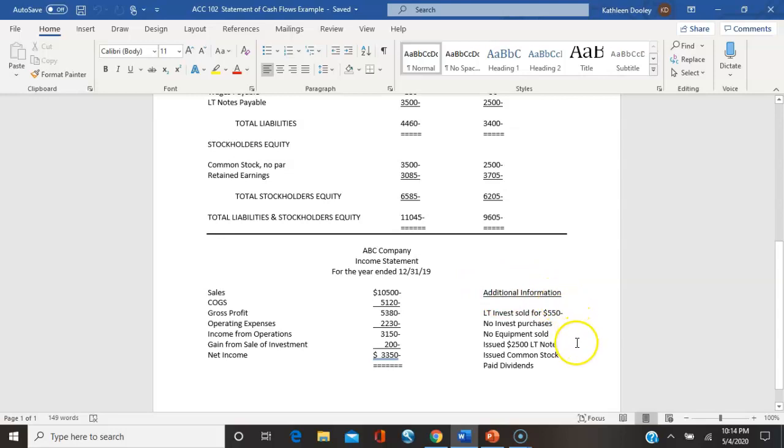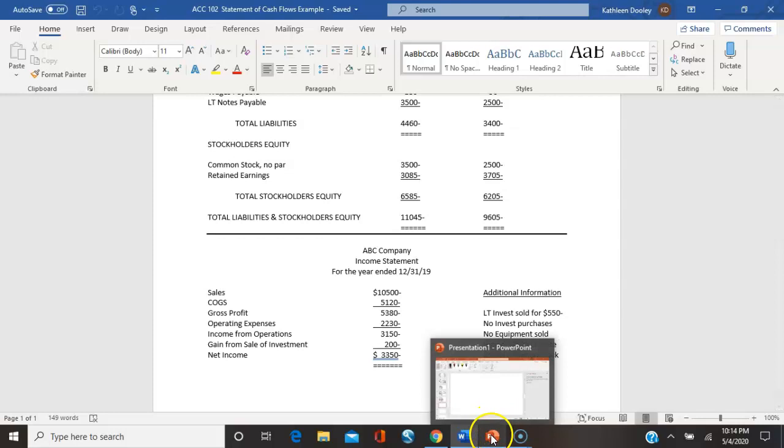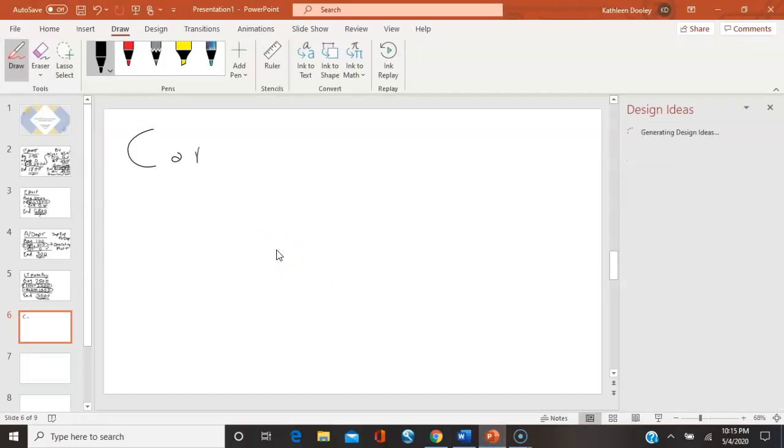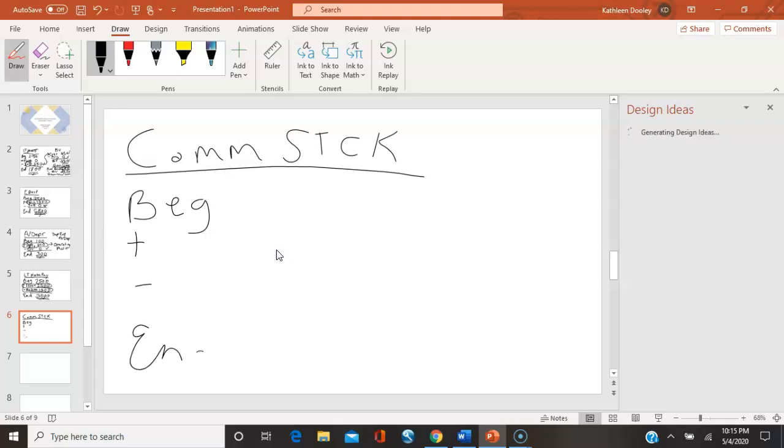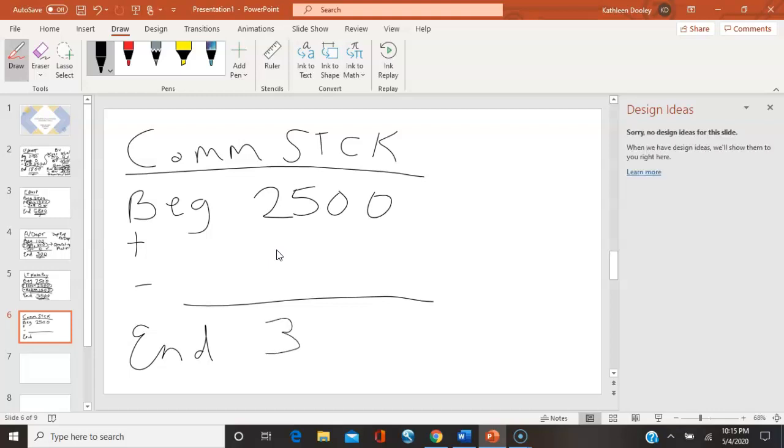If I look here in the additional information, it says that we did issue common stock. We started out with 2,500 and ended up with 3,500. We have to put down what makes it go up and what makes it go down. If we issue new common stock, then that would make the common stock account go up.